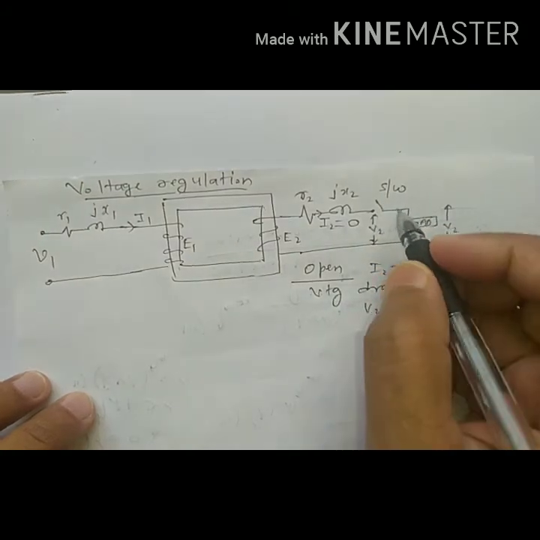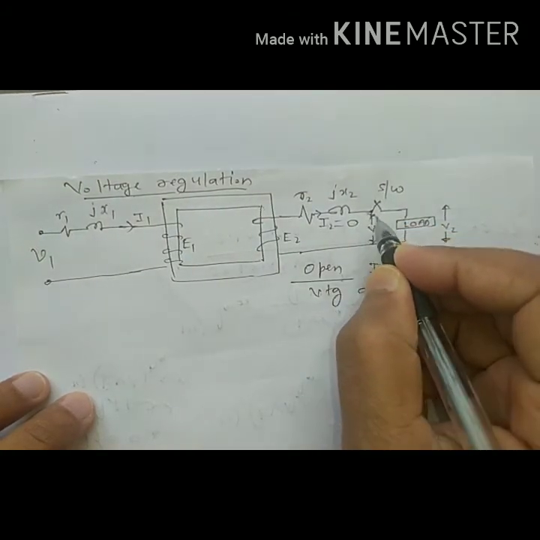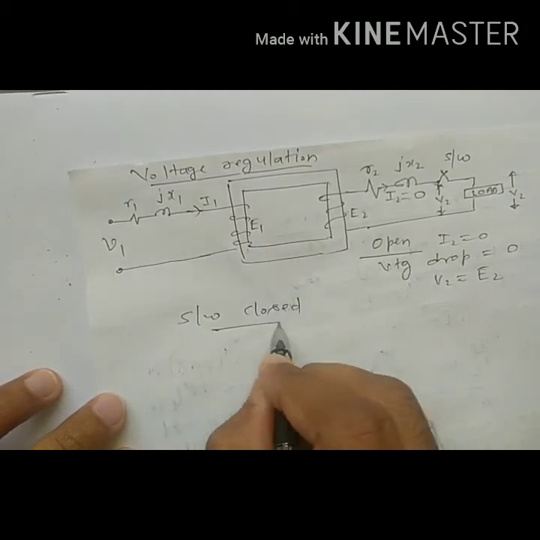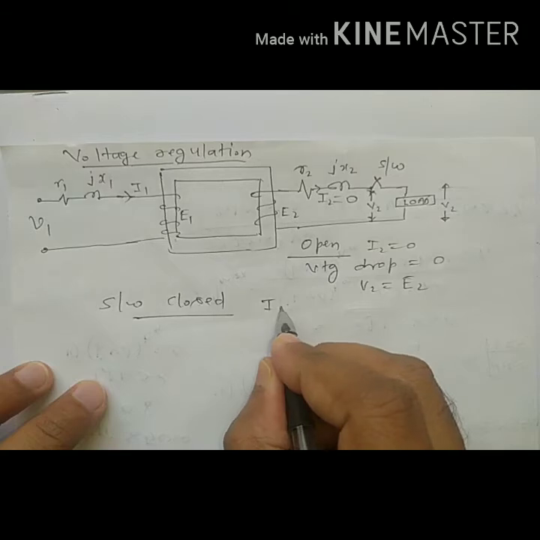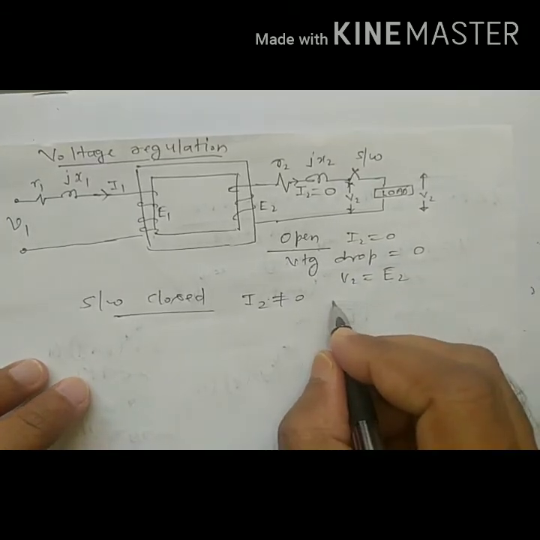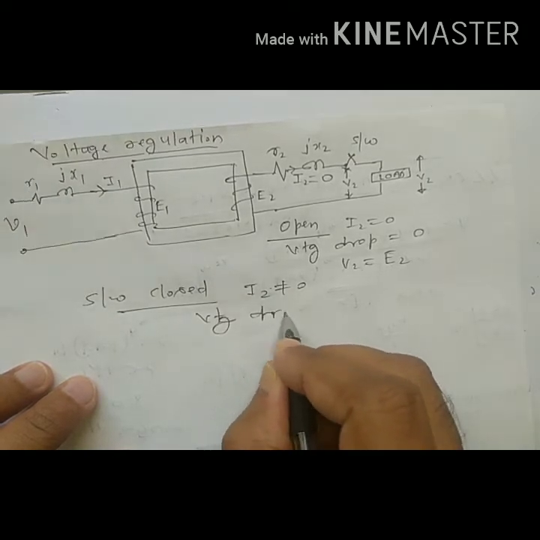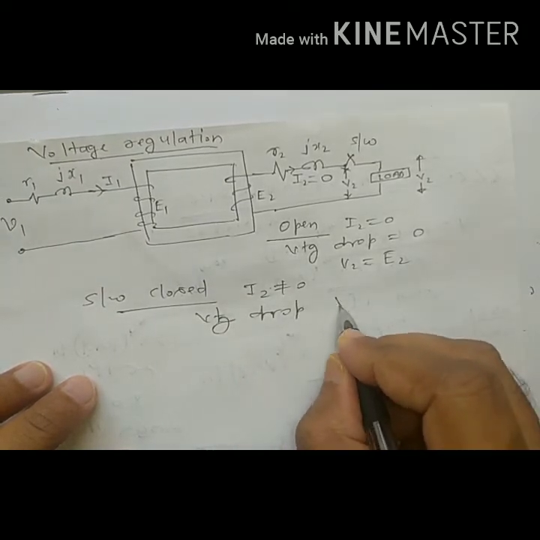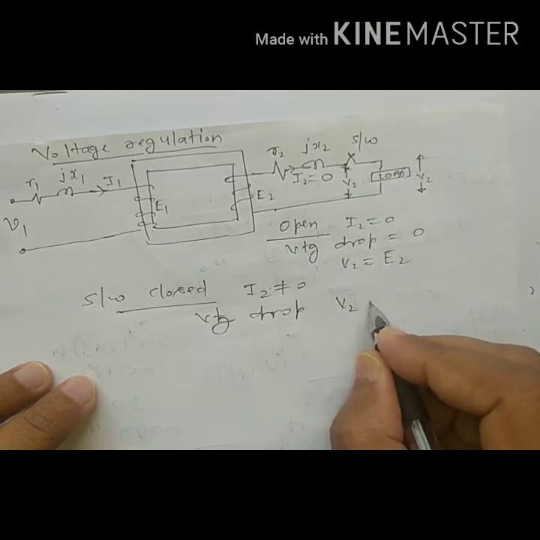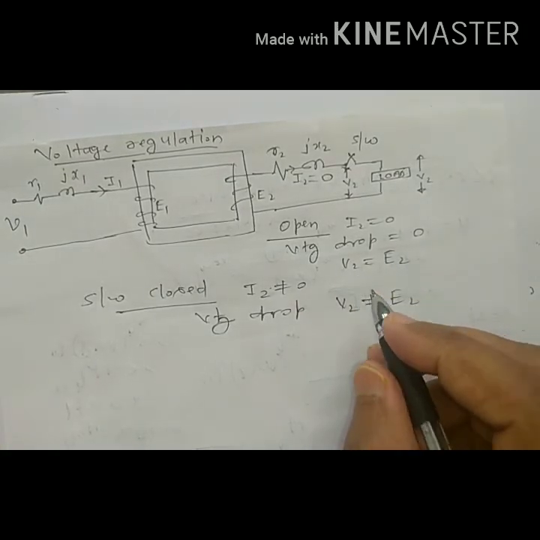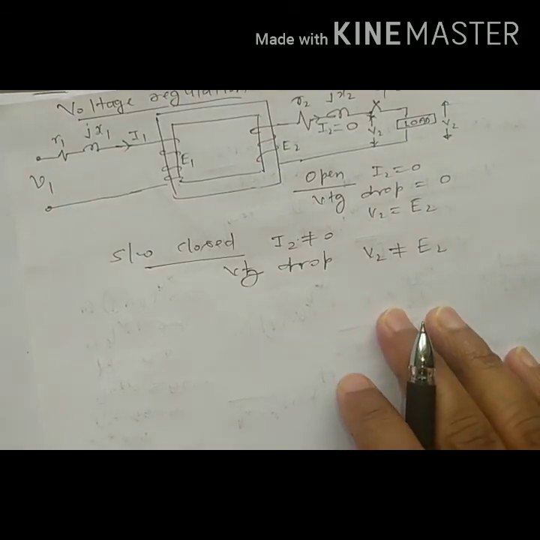But the moment the switch is on, when the switch is closed, I2 is not 0. Therefore there will be a voltage drop, and hence V2, the voltage across the load, will not be equal to E2. It will be different because of the drop, right? So based on this, what are we defining? Regulation.